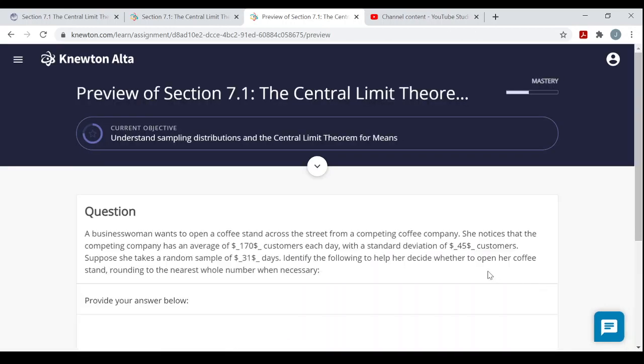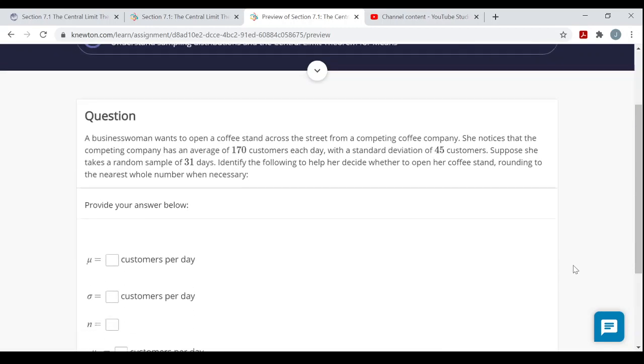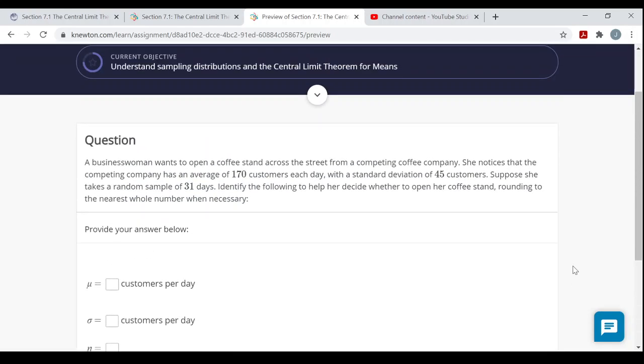And then this is, I think, yet another one exactly like that. Yeah, it's exactly the same, just again with different numbers. Pay attention to the numbers.